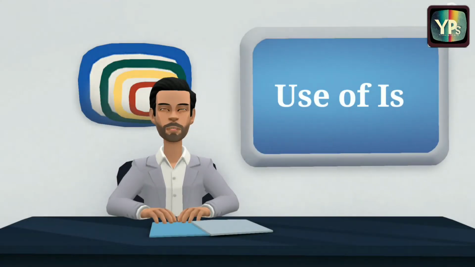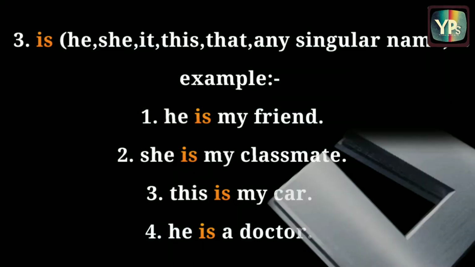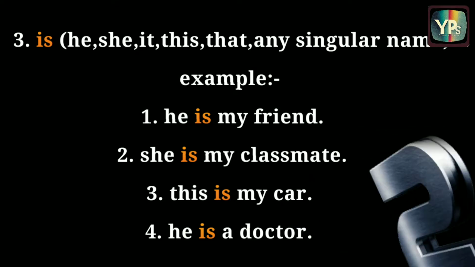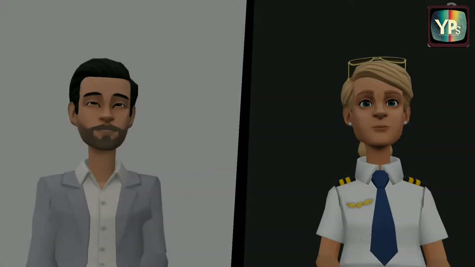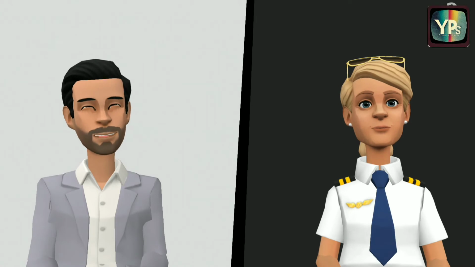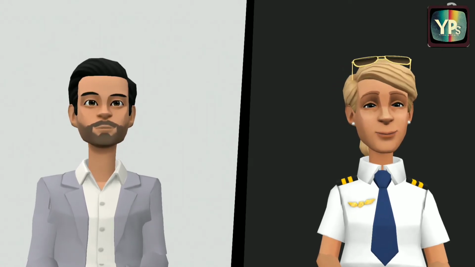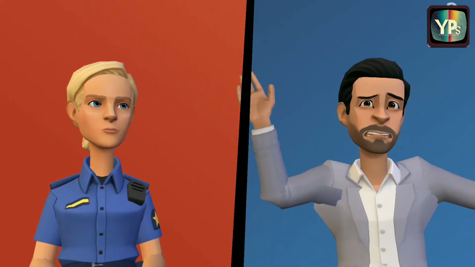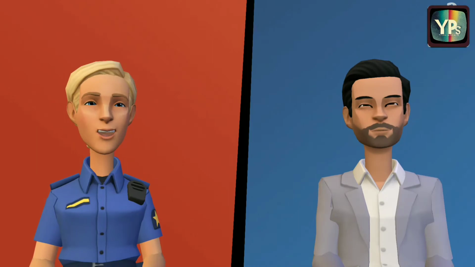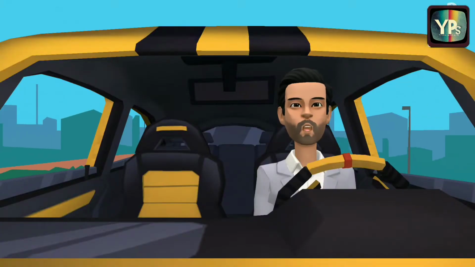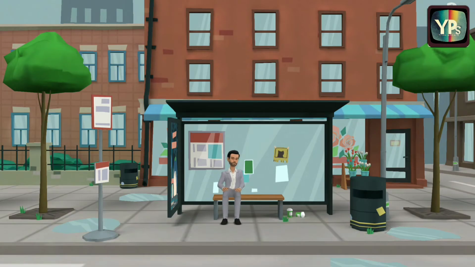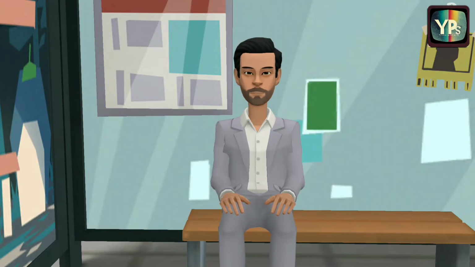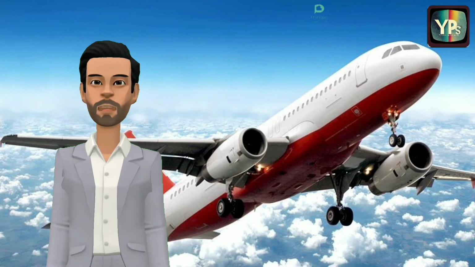Let's learn the use of is. She is my friend Lisa. She is a pilot. He is my friend POORU Sharma. He is a teacher in Step-by-Step Public School. She is a police officer. But Mr. POORU is not a con man. This is my car. This is a bus stop. This is a park. This is a plane.